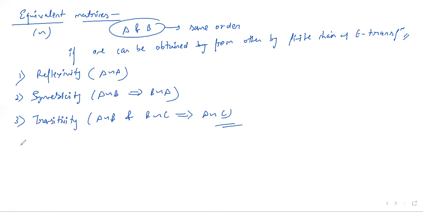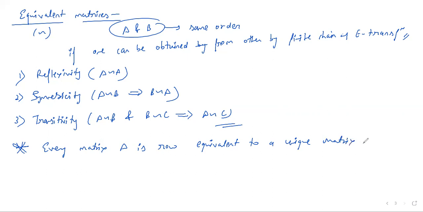Now the important note here is that every matrix A is row equivalent to a unique matrix in row canonical form. So every matrix A is row equivalent to a unique matrix in row canonical form.